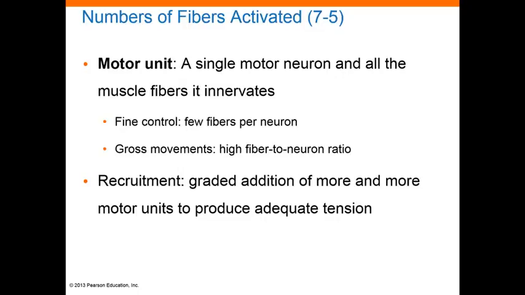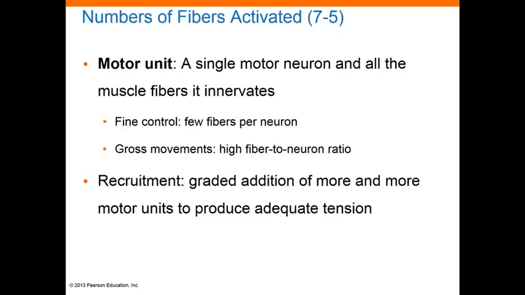Recruitment is down at that second bullet point, but this is a mechanism for increasing your tension in a coordinated, smooth way, to create a coordinated movement. When you need fine movements, when you need fine motor control, you're going to use motor units with very few fibers per neuron. So maybe one neuron, one fiber.